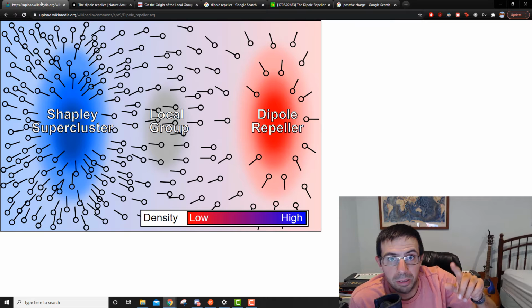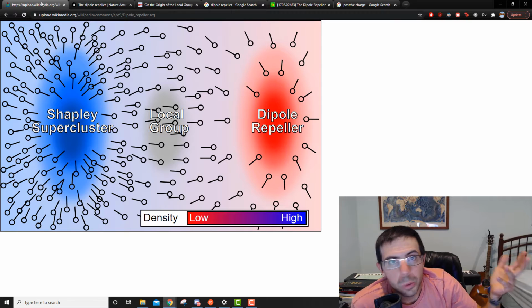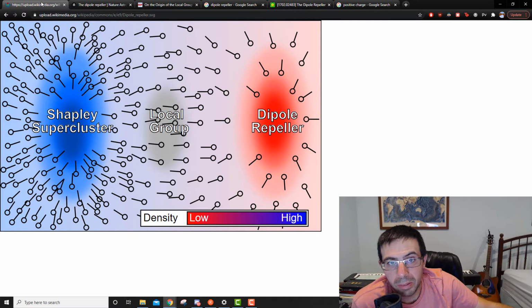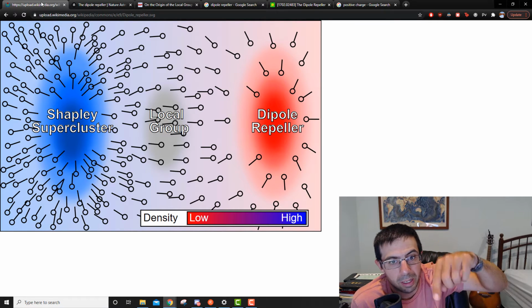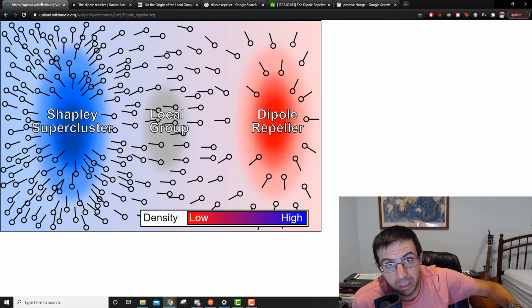This also answers the question, where's all the antimatter? It's in the voids of space, the vacuums. Wherever we think a vacuum is, antimatter is there. And it's doing the same thing as the dipole repeller, just on whatever scale it functionally is on relative to our atoms.